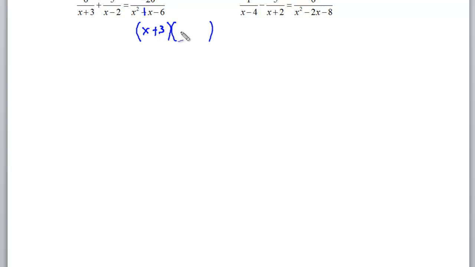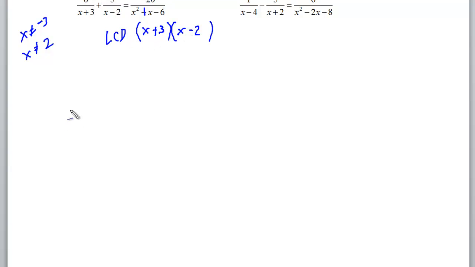This denominator can be factored into x plus 3, x minus 2, which happens to be our least common denominator. And our danger zone numbers are x cannot be equal to negative 3 and x cannot be equal to positive 2, by setting these equal to 0 and solving for x.